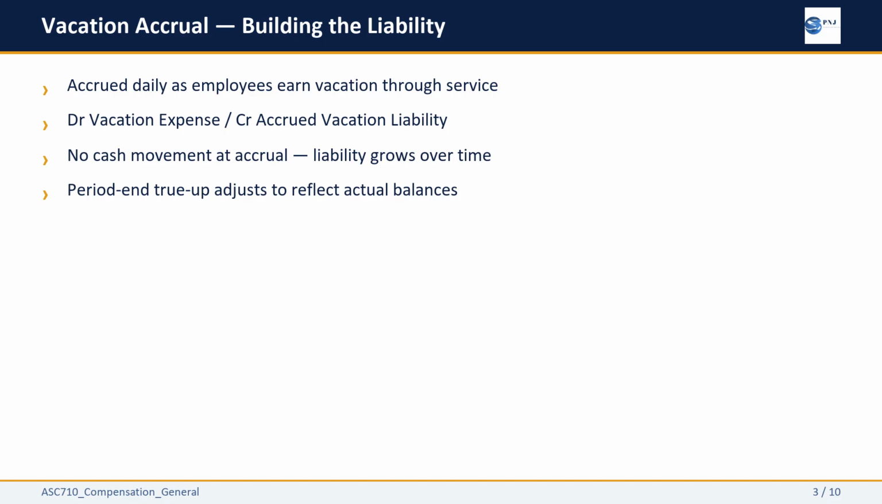At period end, you reconcile the accrual to the actual HR system balances and post an adjustment to true-up, either an additional accrual if the liability is understated or a reversal if it was overaccrued.